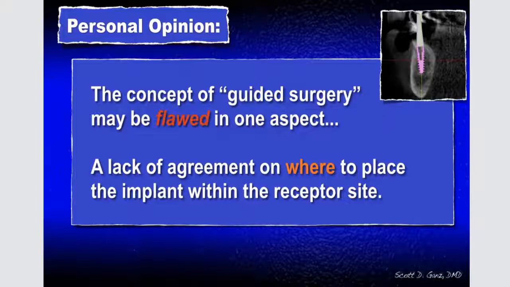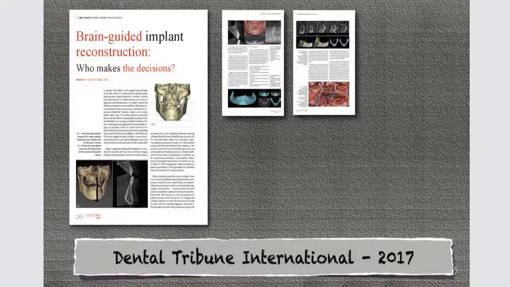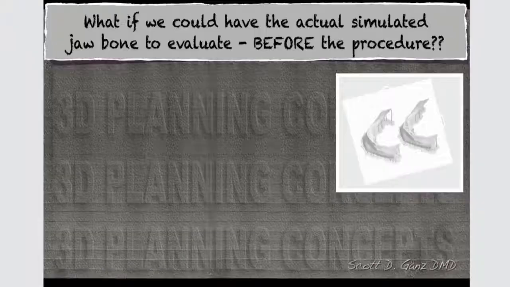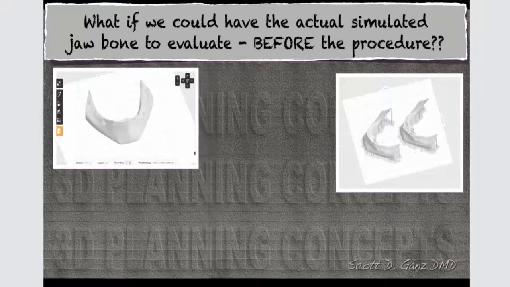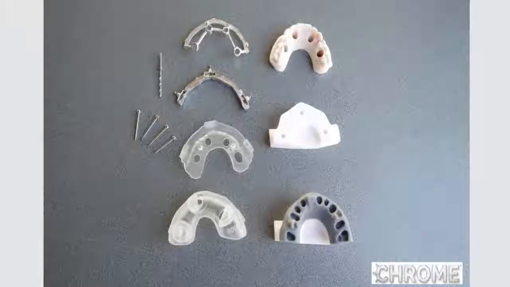However, the concept of guided surgery, in my opinion, as I always say, if you put two dentists in a room, you're going to get at least three different opinions. So there's a lack of agreement on where to place an implant in a particular receptor site. And here's an article that was also published in Dental Tribune International on brain guided concepts. We can print 3D models of the mandible and of the maxilla, and have this in our hands.